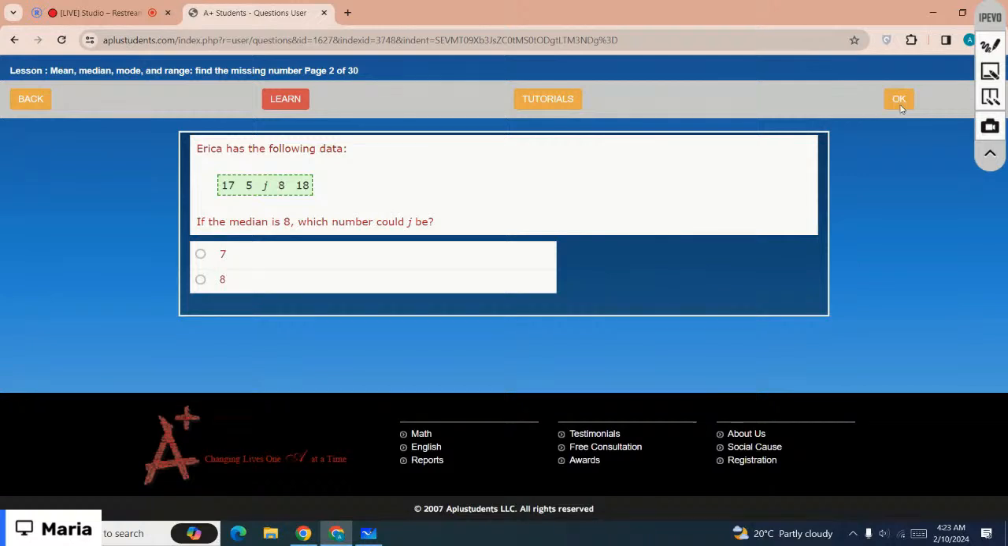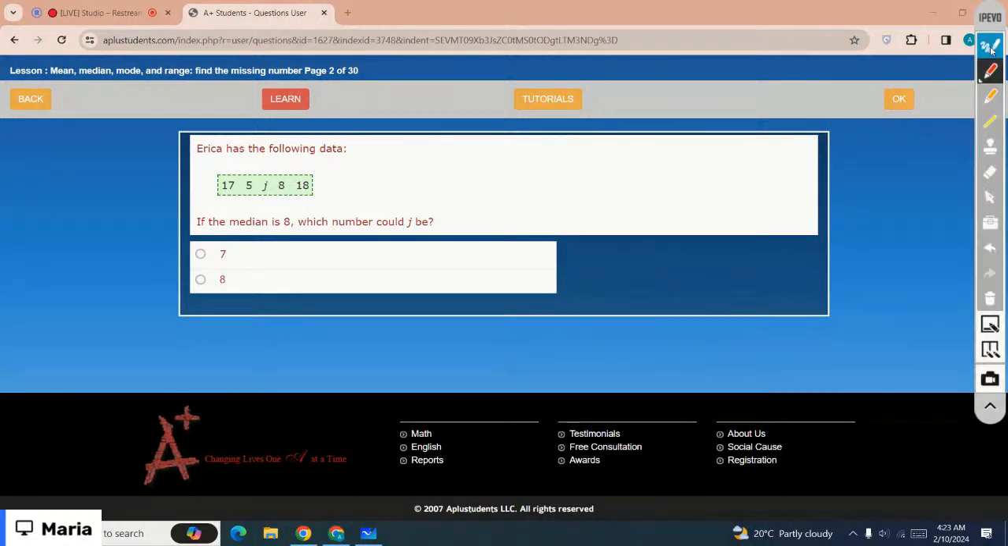Erica has the following data. If the median is 8, what could J be? Median is 8. That means 8 is the middle number, right? Before 8, you have all the numbers that are less than 8. You have 5. And after 8, you have all the numbers that are greater than 8. Here you have two numbers. Here you must have two numbers. You already have one. The second one is J.